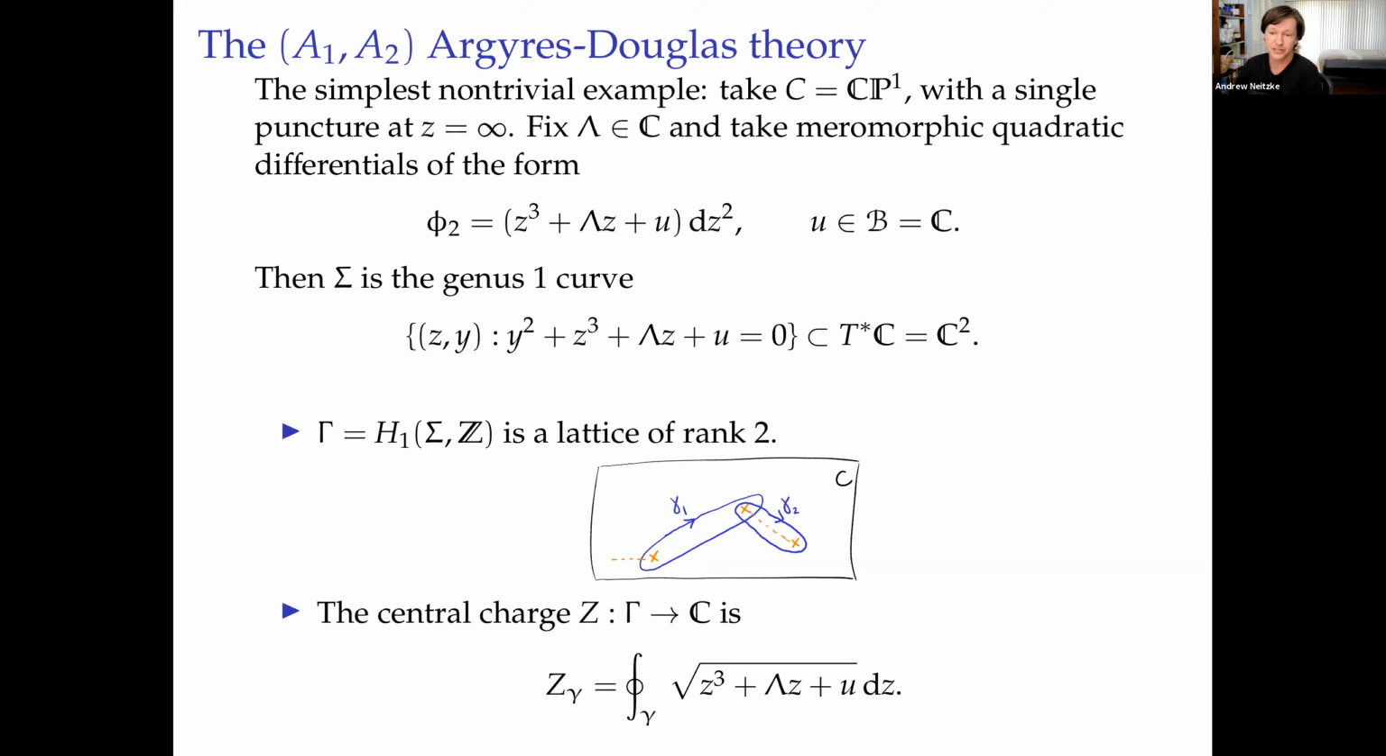And then to get the central charge function, you integrate the tautological 1-form, which in this case boils down to just the square root of the quadratic differential. It's y dz, and y squared is the quadratic differential. So you wind up doing these very concrete integrals in the plane. Okay.